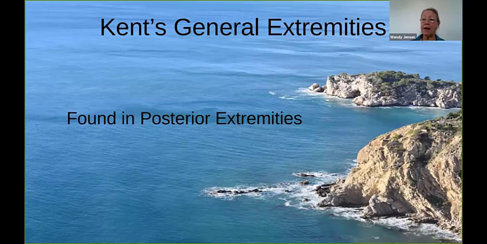I wanted to add a few pointers that will help when you're using the repertory, to add to Richard's coverage of how we put it together. One is that when we were adding rubrics from Kent, he has a general extremities chapter. Since the New World just has posterior, which is the hind legs, and anterior, which is the front legs, we put all the general extremity rubrics from Kent into posterior extremities. So always check there if you're not finding something.